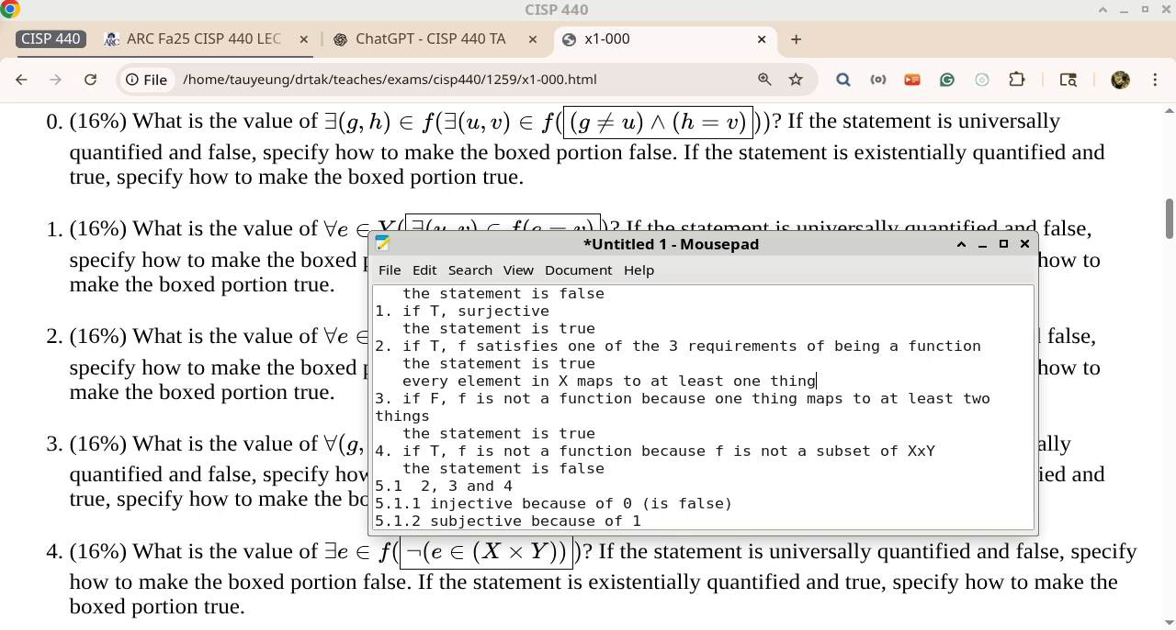If you're missing two and only have three and four, those are not enough to conclude f is a function. Because if you look at three, what does three say? If false, f is not a function because one thing maps to at least two different things. So if it is false, that means there will be no f. We know that everything maps to up to one thing. So two and three work together to say one and only one.